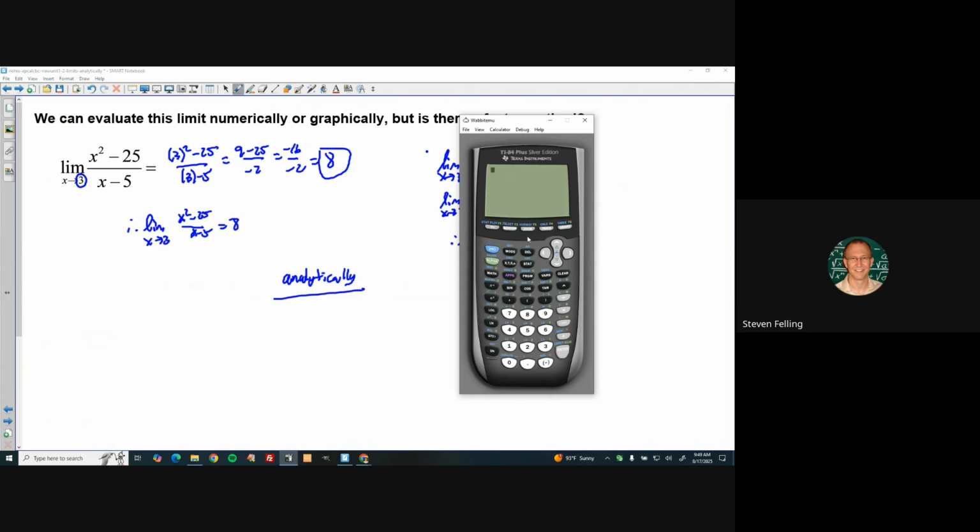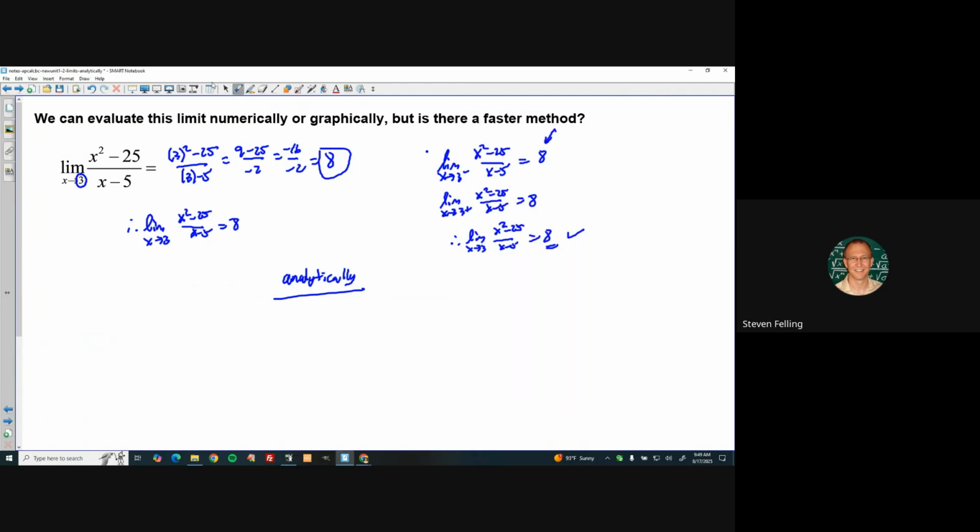Now let me actually graph this function since we have it in the calculator. Right, as we approach 3, sure enough, this is just the equation of a line. So it's nice and well behaved in the vicinity of x is 3. There's no asymptotes or weird things going on. And so yeah, we can plug the value in there. That's perfect. All right, so let's try another limit.